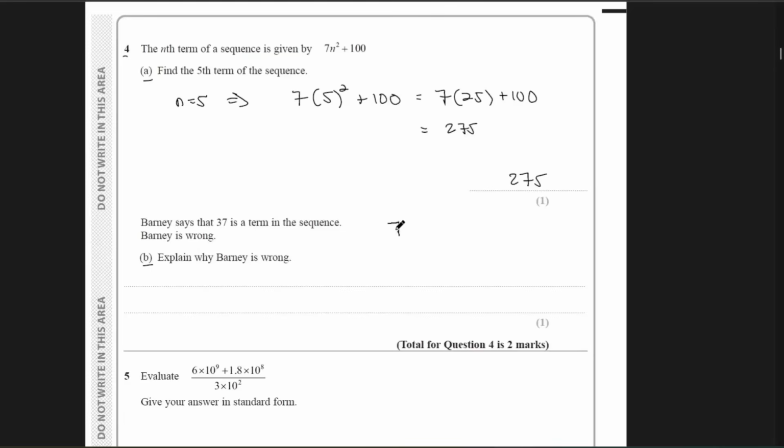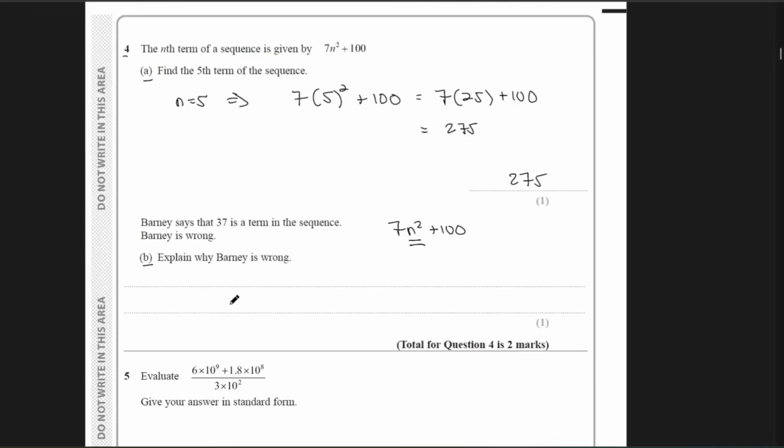So if we look at the formula 7n squared plus 100, the minimum value for n squared will be 0. It cannot be negative because no matter what number you put into n, whether it's negative or positive, the minimum value you can have is 0. The values can only be greater than 0. It cannot be less than 0. Therefore, the minimum value we can have for the entire formula is 100. If 7n squared becomes 0, the minimum value of the formula will become 100. So 37 is smaller than 100. That's why it cannot be a term in the sequence.